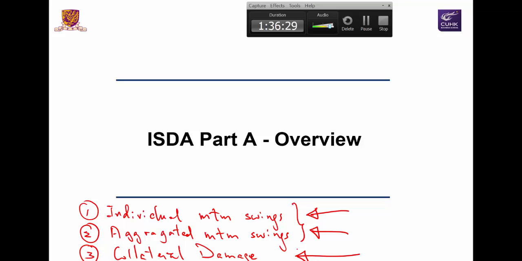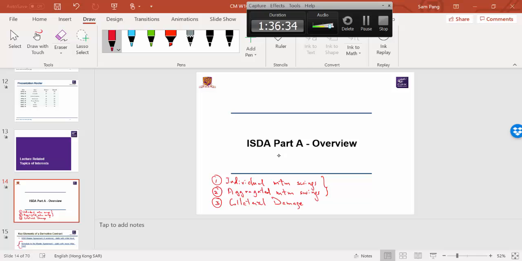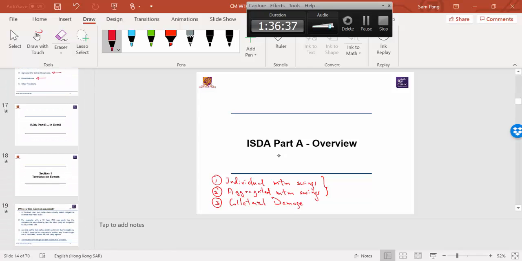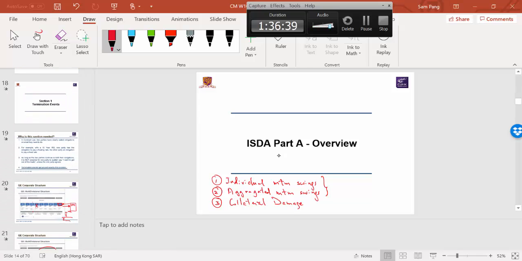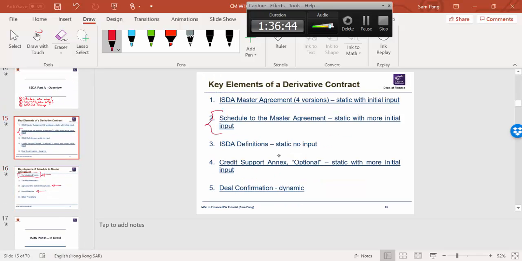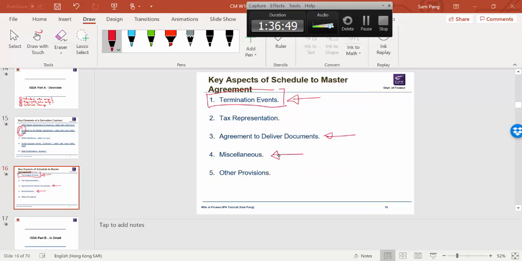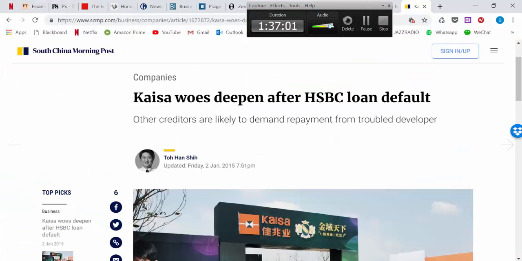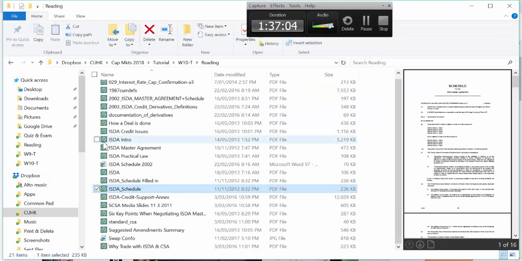the potential collateral damage. And you will deal with that by going to your ISDA schedule, item number 2, where there are 5 sections, and the first one tells you when you actually can terminate a relationship.